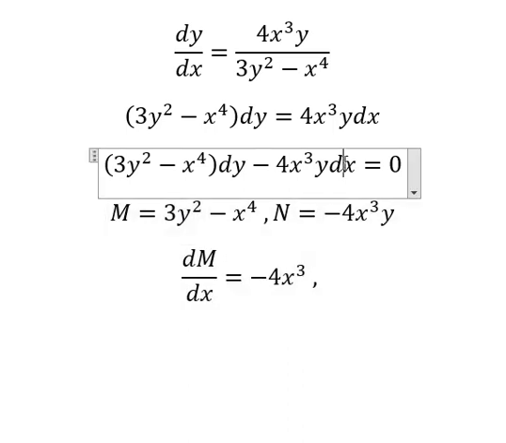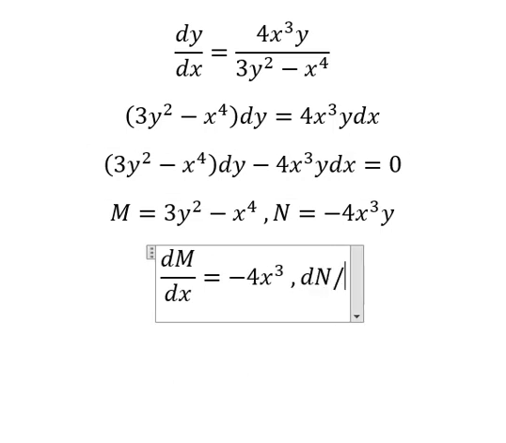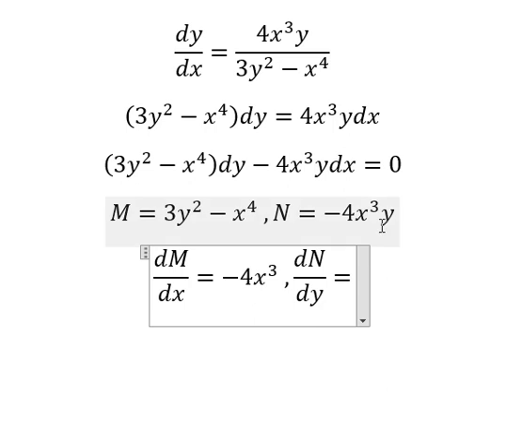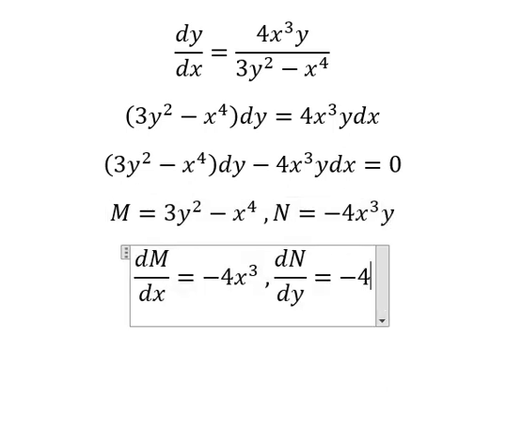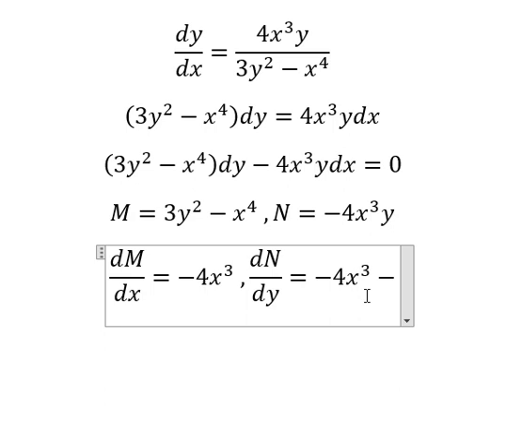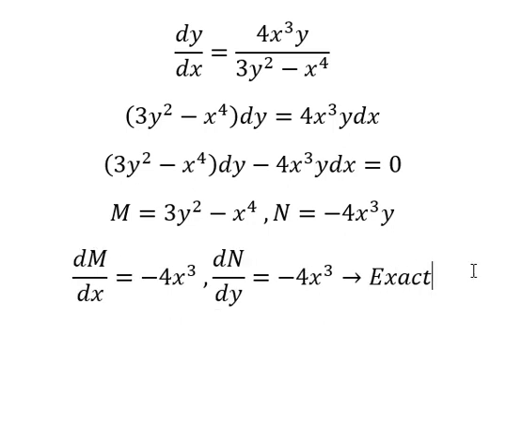This one we have the s, so we need to first do the derivative of n with respect to y. So we have only one y in here, and that is 1. So we can see that this one and this one are the same. So that is exact.